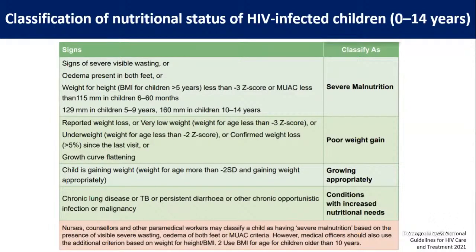So what we learn is, after doing a clinical assessment of a child, looking for visible severe wasting, looking for edema, and assessing the child's anthropometry and plotting it on the growth chart, we should be able to classify our children into one or more of these categories. So a child may have severe malnutrition or poor weight gain or be growing appropriately. And in addition, some children may have the last category of conditions with increased nutritional needs, apart from the top 3 categories. Next slide, please.